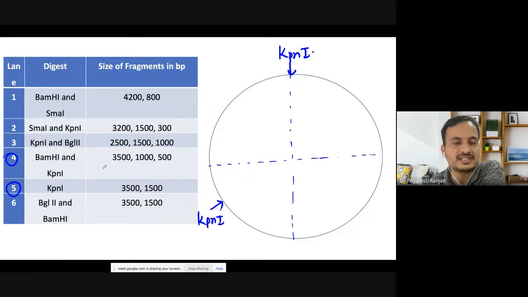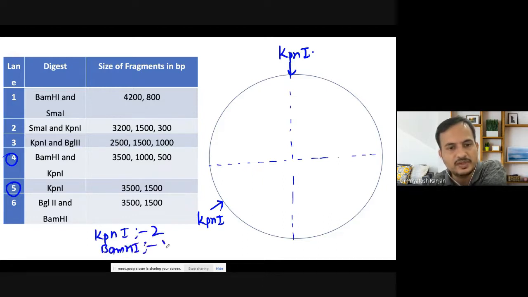and BamH1 is giving me three fragments, that means there is only one site for BamH1. So till now we have discovered KPN1 has two sites, BamH1 has one site, because in the double digest, the two fragments are supposed to come from KPN1 and BamH1 will give you the rest of the fragments. In this case it is only one fragment.